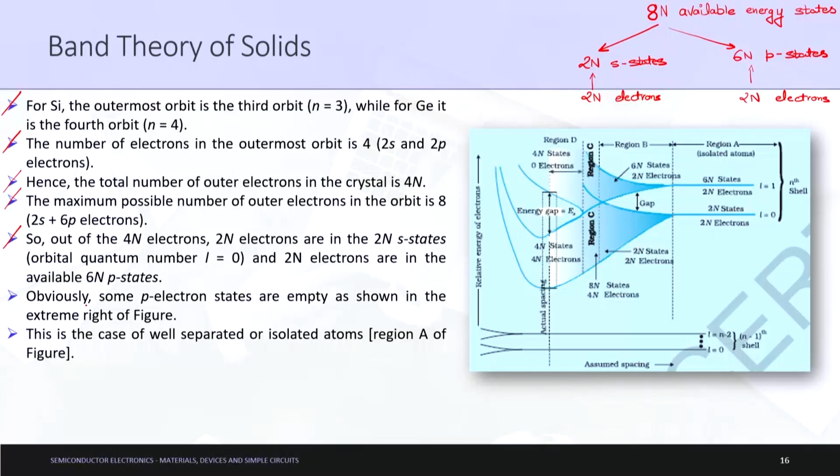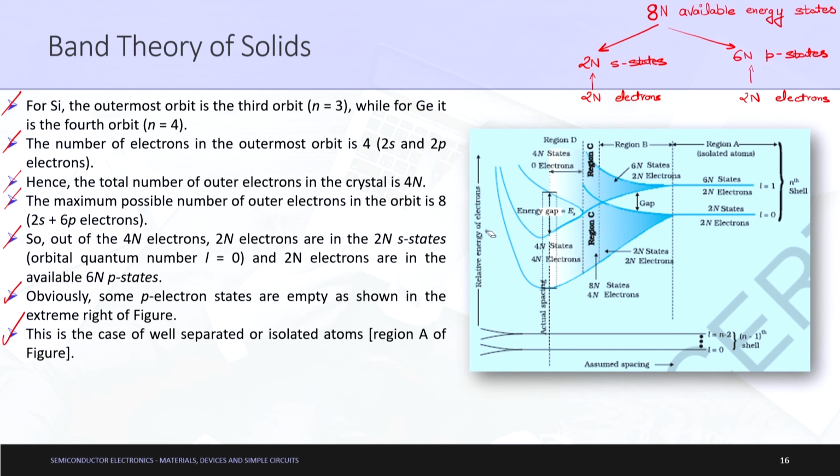Okay. So, obviously some p electron states are empty, which I already explained to you, as shown in the extreme right of the figure. So, this thing is explained. Next thing is, this is the case of well separated or isolated atoms, region A of the figure. The complete discussion which we did was for region A of the atoms.